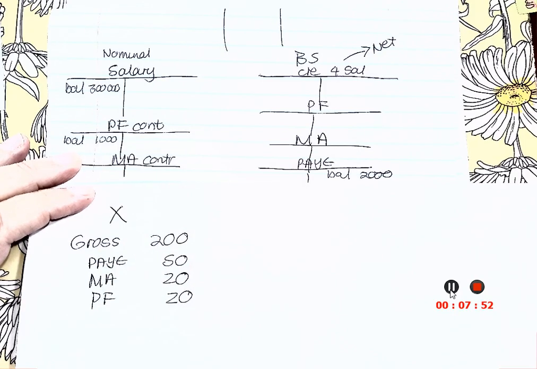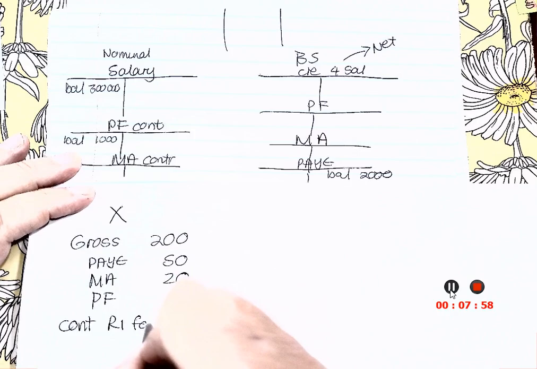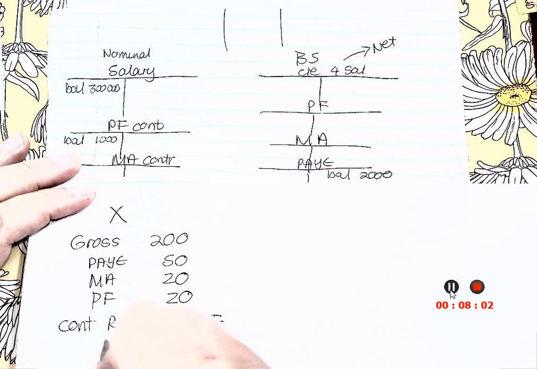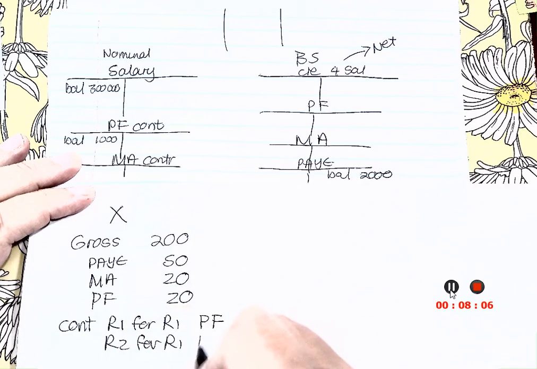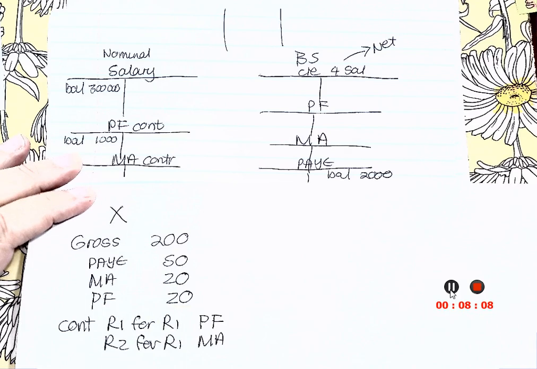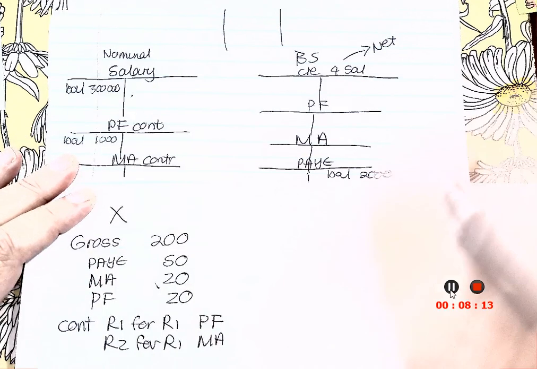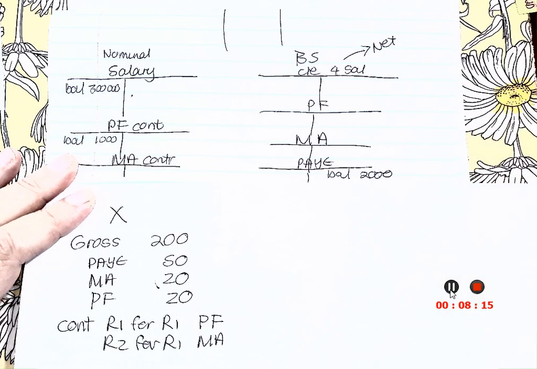Extra to that, we contribute Rand for Rand to the pension fund, and 2 Rand for 1 Rand to the medical aid. So what do I know now? These things are not taken into account here. So, what am I going to do?